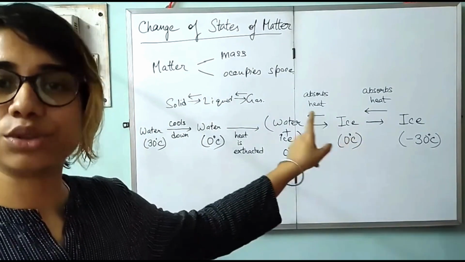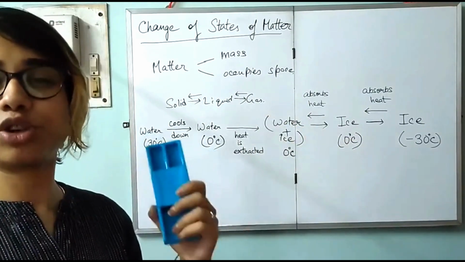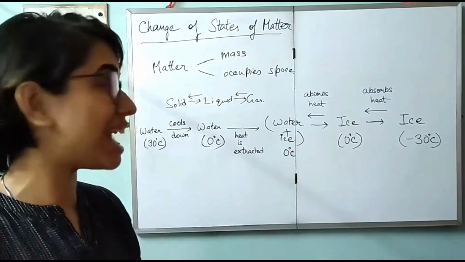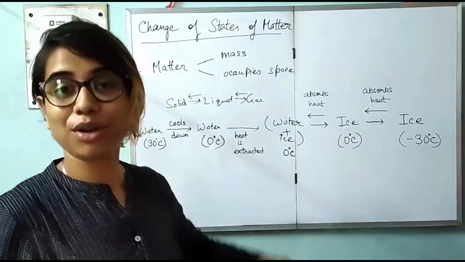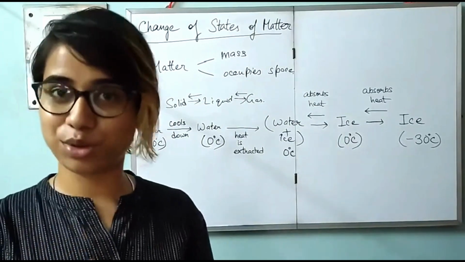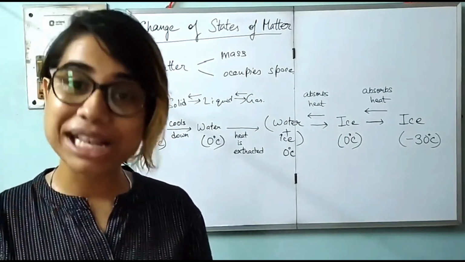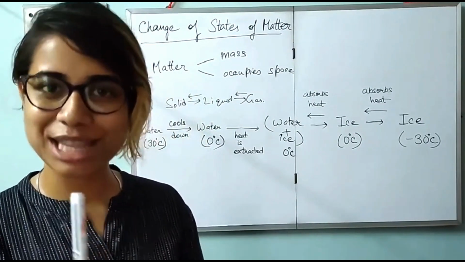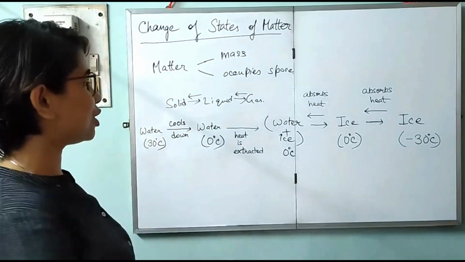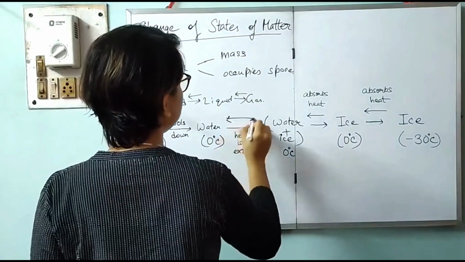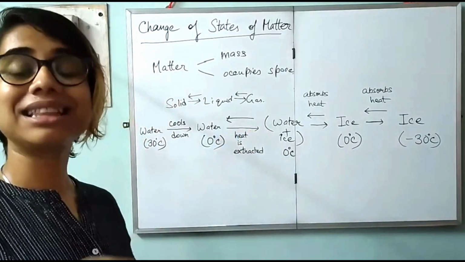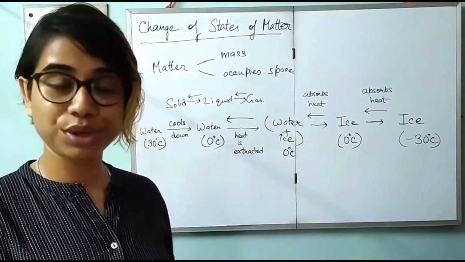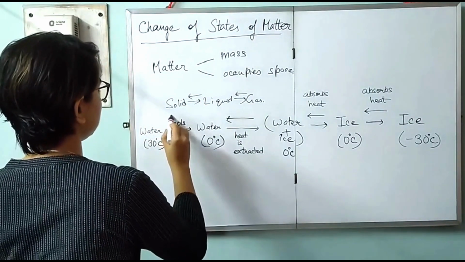So ice is melting into water, and then there will be a mixture of water and ice in the glass, but it will still remain at 0 degrees Celsius. Because the freezing point of water is 0 degrees Celsius and the melting point of ice is also 0 degrees Celsius. Okay? They are both the same. So, it will keep absorbing heat until the entire mass of ice in the glass becomes water.